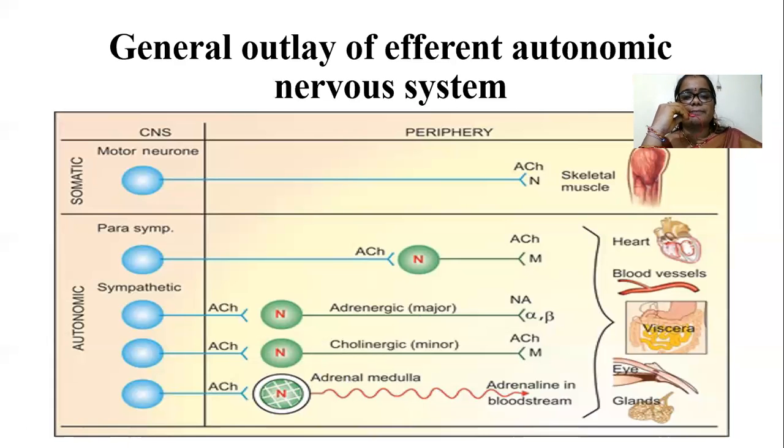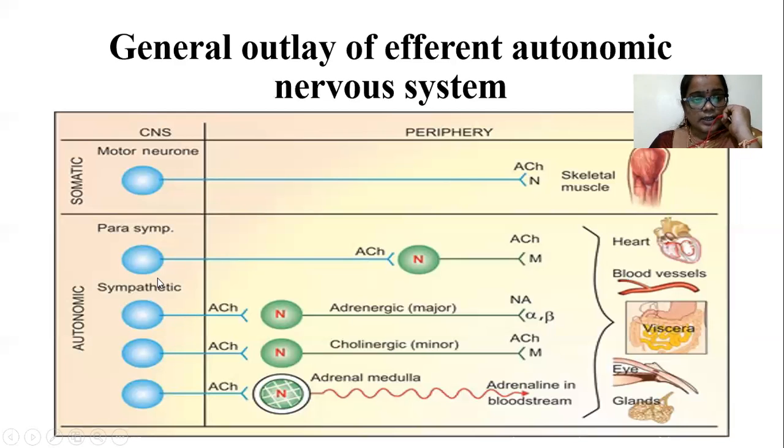In the somatic nervous system, there is a direct release of acetylcholine, and that acetylcholine acts on the nicotinic receptor, which is present on the skeletal muscles. In the autonomic nervous system, there are the sympathetic and parasympathetic nervous systems. In the parasympathetic nervous system, acetylcholine is released and makes a synapse with postganglionic neurons. Then acetylcholine binds with the muscarinic receptor, which is located in the heart and blood vessels.